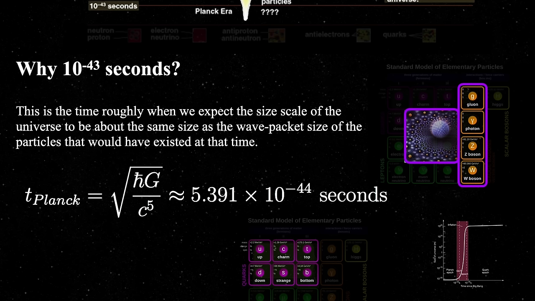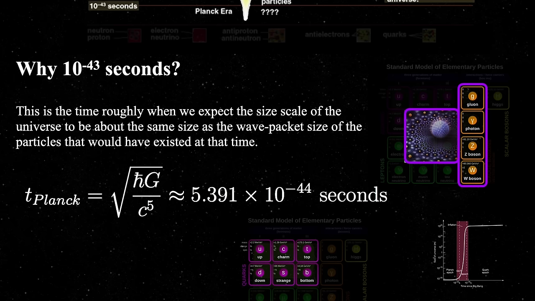And that time is 5.391 times 10 to the minus 44th seconds. That's the Planck time. And at that time, the wave packet size of the universe, remember we talked about the wave size of electrons and the wave size of photons? Now we can say the wave particle size of the entire universe would be this thing, so the size of the universe would be about the same size as a wave packet inside it. That would be the Planck time.